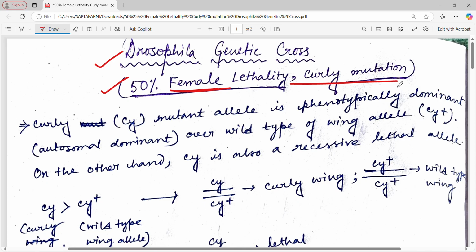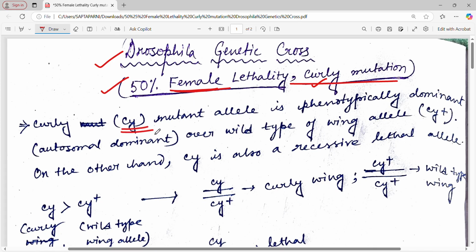So okay, let's begin. See here, first of all, what is Carli mutation? In my previous videos, I have already discussed in detail what is Carli mutation. So here I am just briefing it. Carli is a mutant allele denoted by CY.